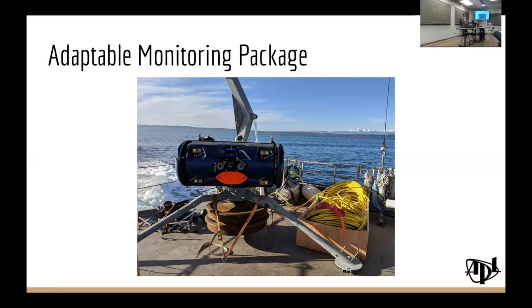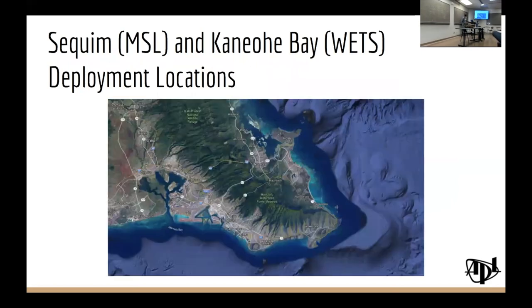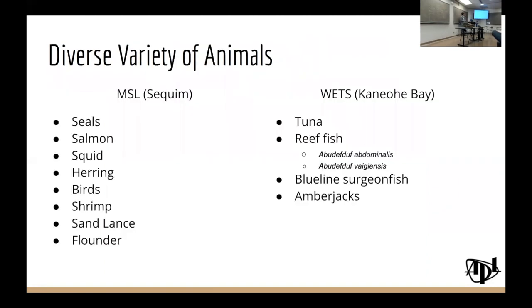And today I'll be talking about two deployments of the AMP. One's at Sequim at the MSL site, and for those of you who don't know Sequim, it's right here. And also in Hawaii near Honolulu, where we deployed right here. At these different environments, we find that there is a diversity of animals. At the MSL site, we've seen seals, we think we've seen some salmon, we're not entirely sure, some squid, we've seen birds. I think I saw one shrimp. At the Hawaii site, we think we've seen tuna, and then there's a lot of different types of reef fish, as well as some larger fish that exist in the water column.